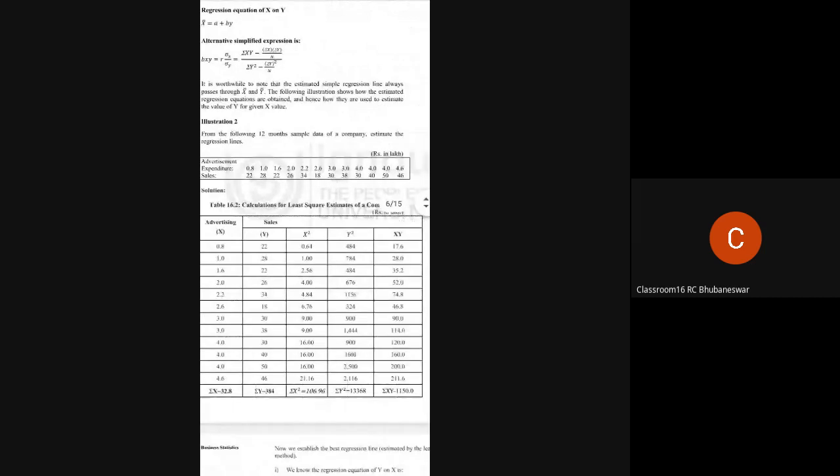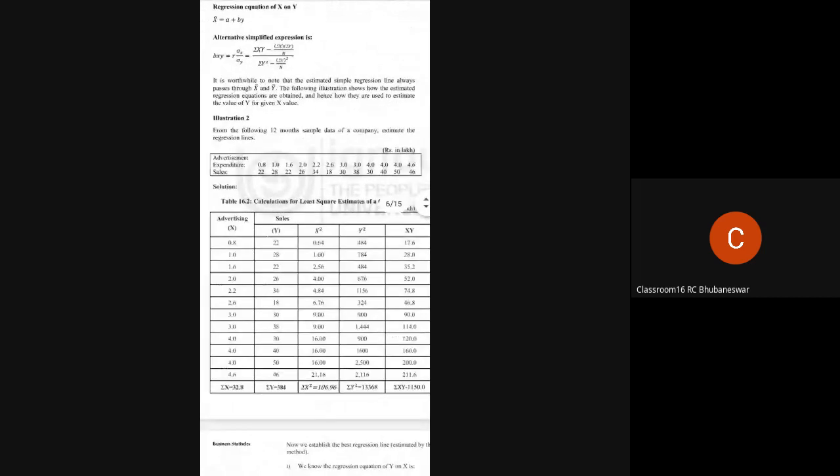Regression of the two variables. Formulas are given, go through the formulas. Simply you have to find out the variables X, Y and their squares, and multiply, find out the products and their sum total, and put in the formula.